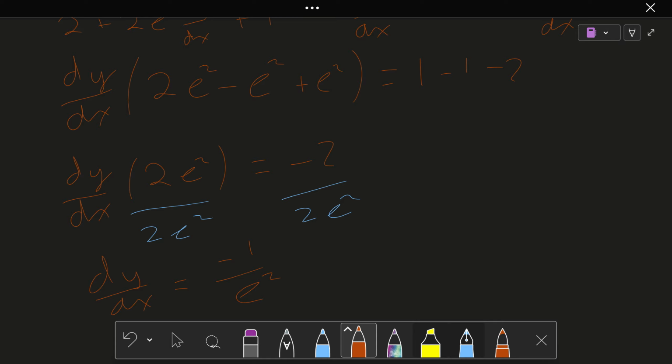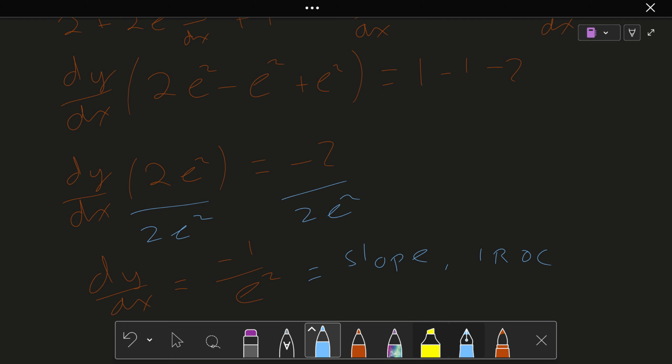So again, that is a slope. That is an instantaneous rate of change. That is my derivative. All those things mean the same thing. We got to keep that in mind. So negative 1 over e squared is a number. It is a constant. It's my slope. It's my rate of change. It's negative 1 over approximately 2.7.